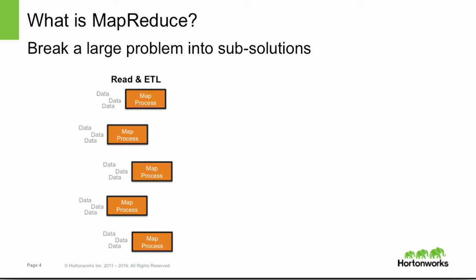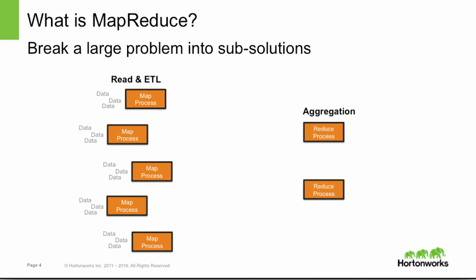HDFS stores by blocks, so every block will need a mapper, a piece of code that can read just that bit of information, and there'll be another one and another one, and they can run all at the same time if we have a large enough cluster. The number of our mappers is the number of processes, the number of partitions we need. If we can run that many processes at once, then we can run them in one big pass.